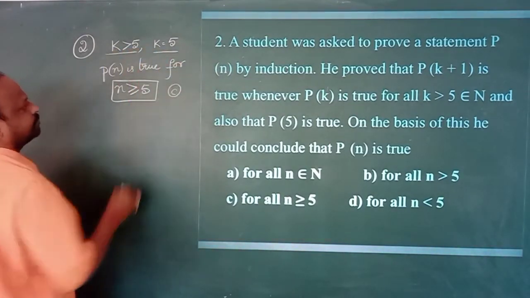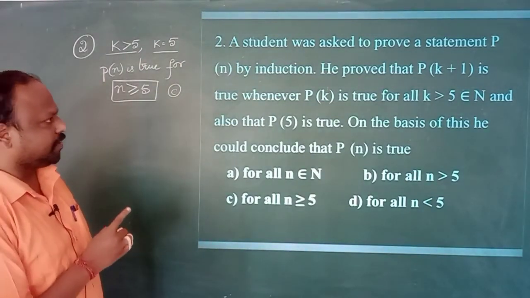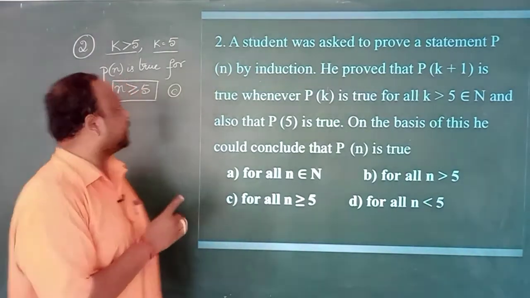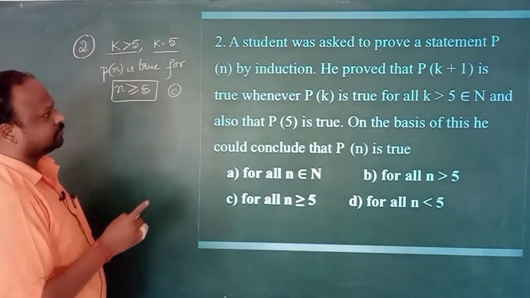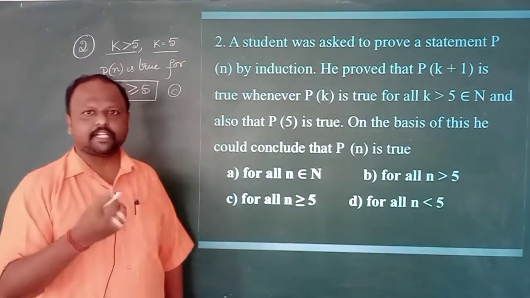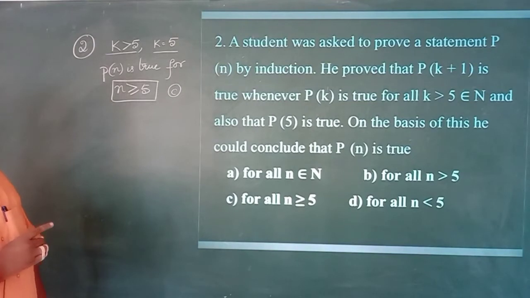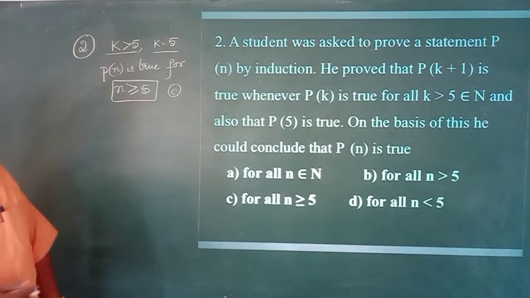Option C. So here two conditions. One is P of k is true for k greater than 5, and it is true for k is equal to 5. Combining these two conditions, we can write n greater than or equal to 5. Option C.